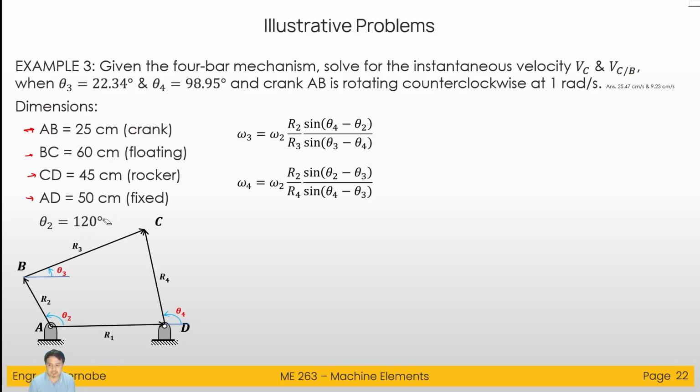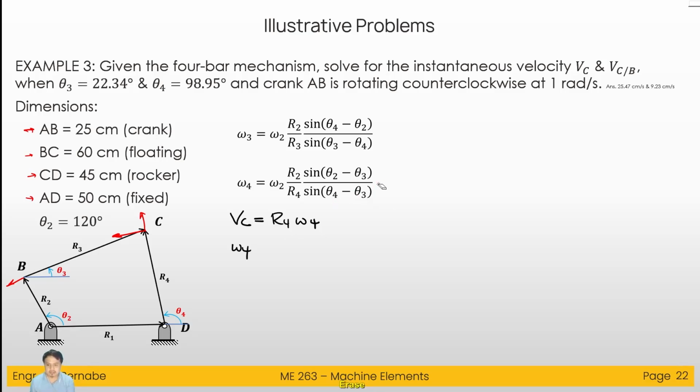So basically, your VC here is in this direction, and then this is your VCB. This will be your VB. Okay, so how do we solve for that? We already have a formula here. To solve for VC, you have R4 omega 4. So to solve for that, we need to solve first for omega 4. So solving for omega 4, we already have a formula here.